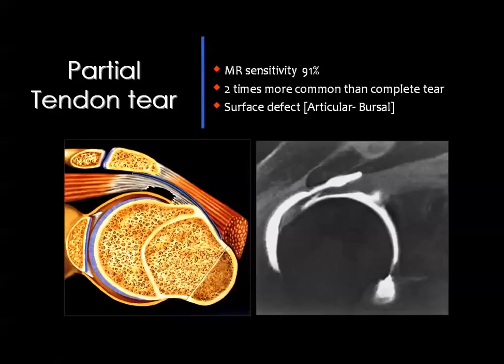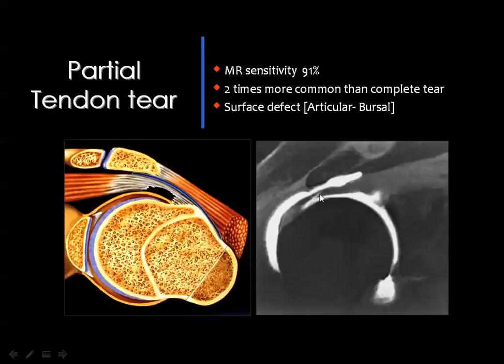Then considering the supraspinatus tears, we have two types, the partial tear and full thickness tear. Partial tear is also divided into three subtypes. The tear affecting the surface of the tendon facing the joint, and this is known as articular surface tear. And the tear in the surface of the tendon facing the bursa, and this is known as bursal surface tear. And the third one is a tear inside the substance of the tendon, not reaching the superior nor the inferior surfaces of the tendon.